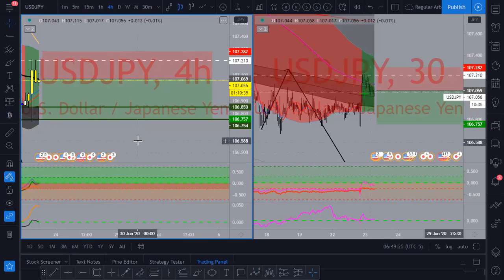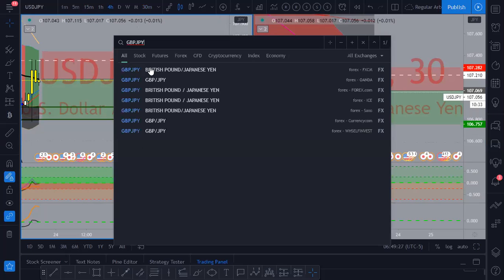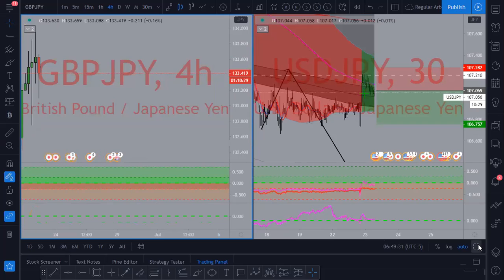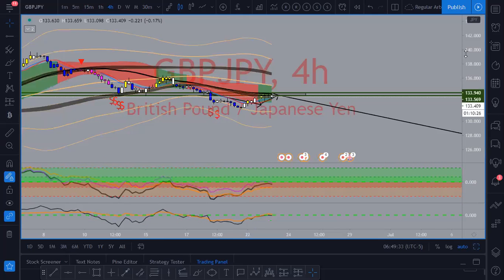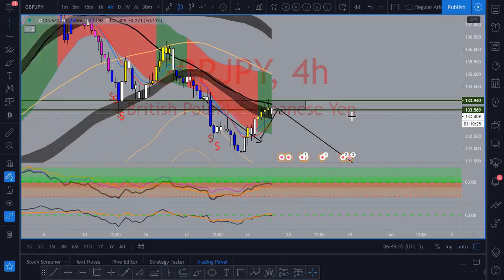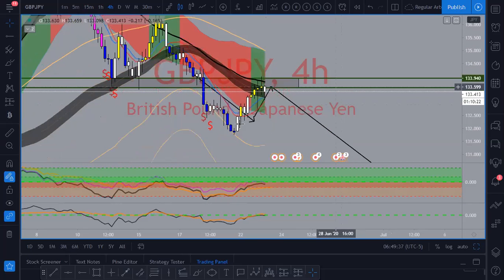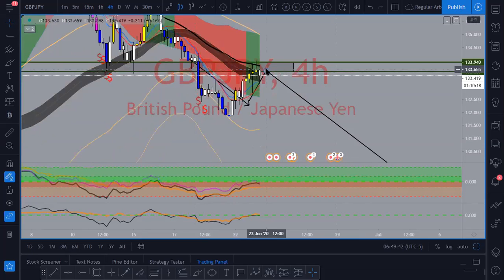Go on to GBPJPY. All right, so GJ, just like GU, it did what I wanted it to do. It's broken out, wanted to retest. Now I want to see this drop, and it's respecting the RSI line as well. So want to see this drop.